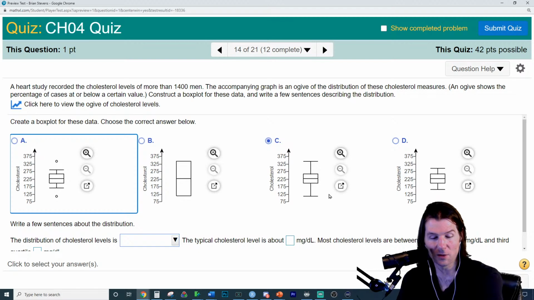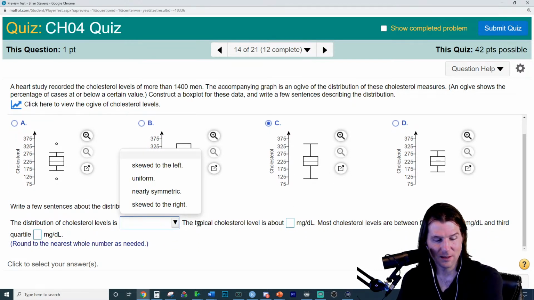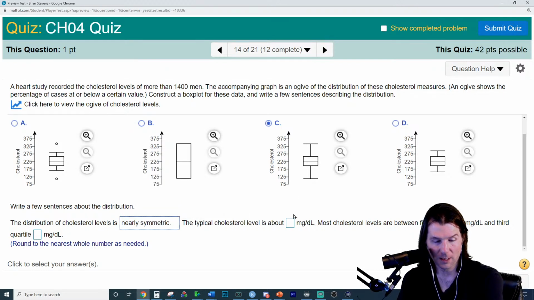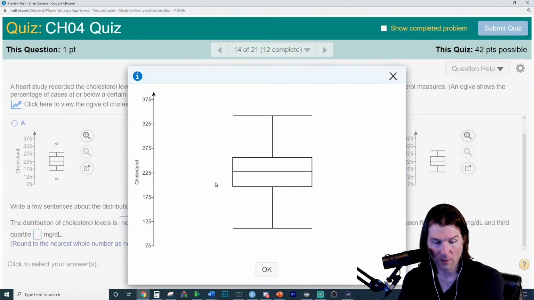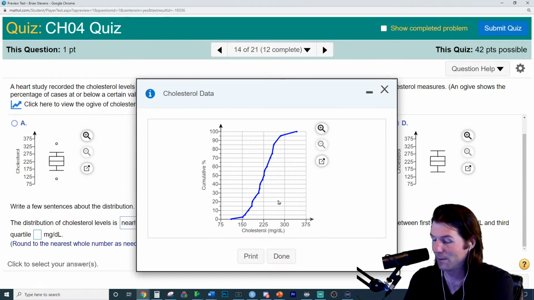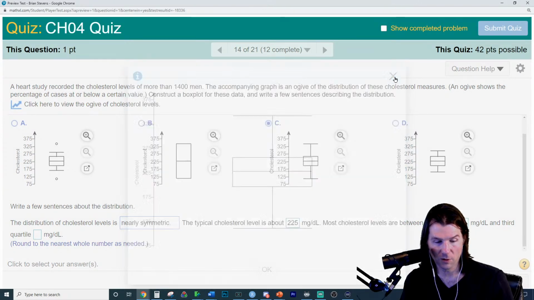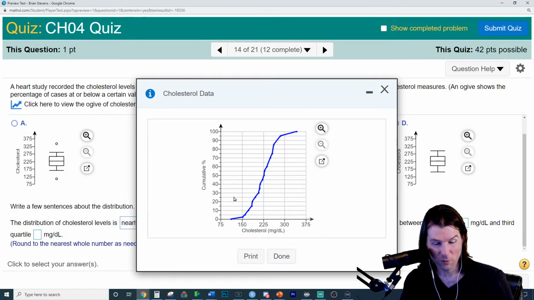And the good news is after I do this whole process of elimination, it basically gives away the answer. The distribution of cholesterols is nearly symmetric right there. The typical cholesterol level is about, so I've got to go get the median. What does that look to be? We could cheat and look over here too. Yeah, that gives away the answer right there. It's about 225. Most cholesterol levels are below the first quartile of, let's go get the first quartile by looking over here. We trace down, oh, really? Oh, this one's fun.